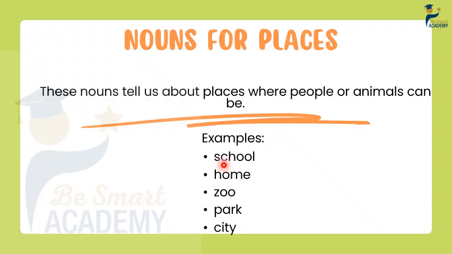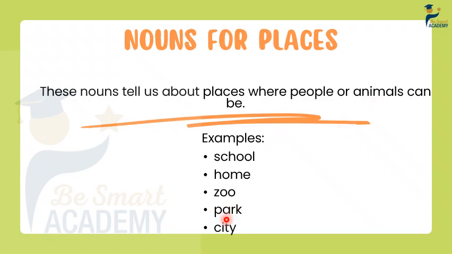So whenever you read them in a sentence and I ask you, where's the noun in the sentence? You say, it's the word school, or it's even the word home. Why? Because it is telling us about a place where people or animals can be. Now let's move to the next one, which is the zoo. It's a place where what exactly can be? Yes, it's the place where animals can be.